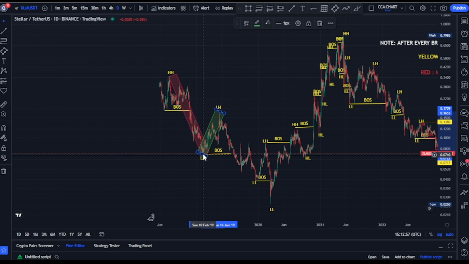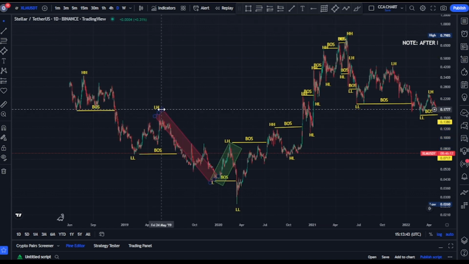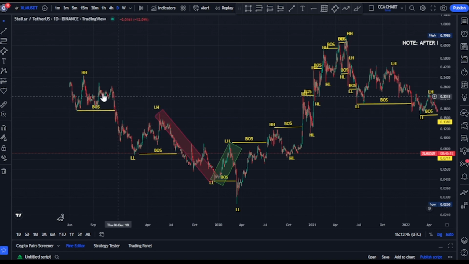Sure, we got the pullback. The bulls came back, took price from that price, and pushed price back up to about $0.1598. Guys, expecting more breaks of structure to the downside because the higher high that gave us this lower low was not taken out during this pullback.